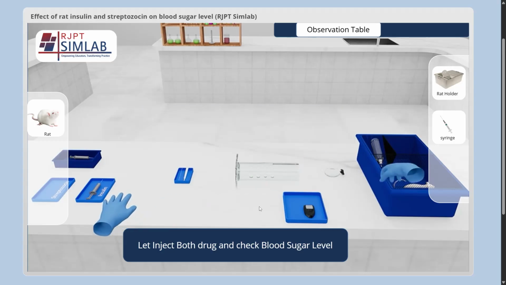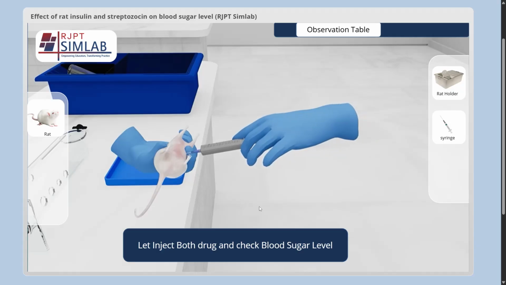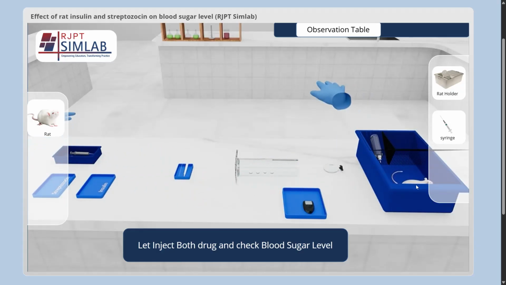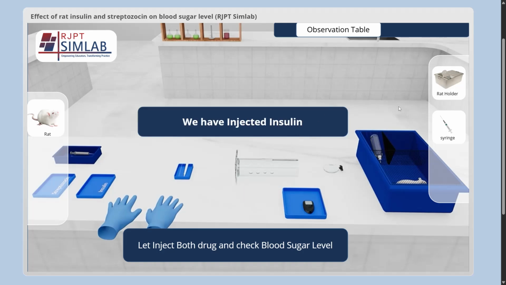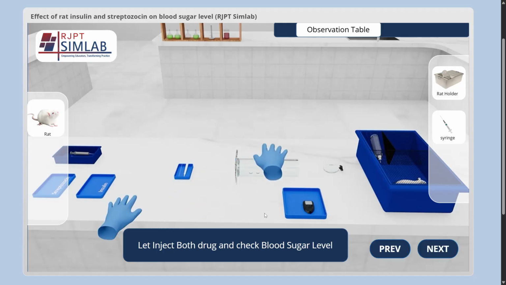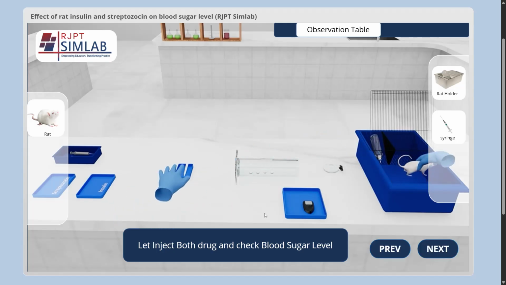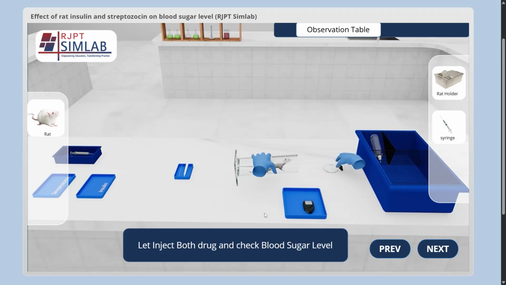So we'll skip this part, and now we will inject the insulin through the intraperitoneal route again on the fourth day. We have injected the insulin, and now we will check the blood glucose level of the second rat. We will place it again inside the rat holder. We will close the lid so that the rat does not move away.